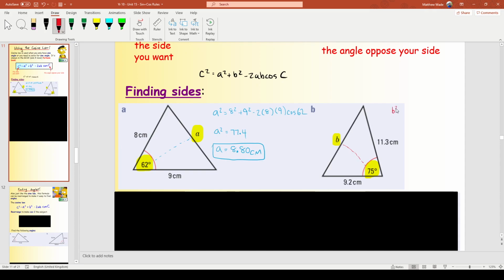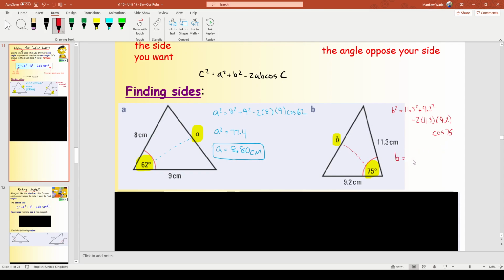So let's do it. Hopefully you got it right. It's going to be B squared, because the C is a B in our formula, because it's the one we want, equals the other two sides, the ones we don't care about. So 11.3 squared, plus 9.2 squared. Then you're going to go take away 2, 11.3, 9.2, and it's cos of the angle opposite. So you're going to be left with that.